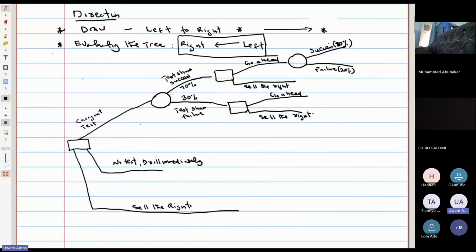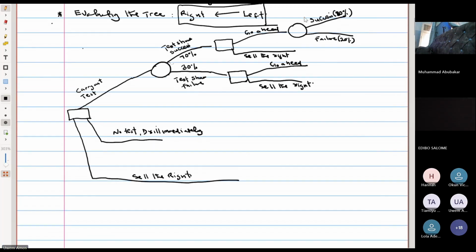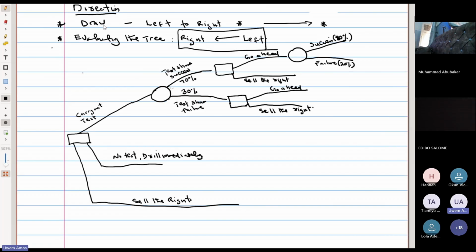I'll do that one more time, just in case you missed it. We did not carry out the drilling on these two lines. So this one, the test shows failure, so we're not going this line. Here the test shows success, but we're not carrying out the drilling, we're selling the right. So we're only going ahead with the drilling at this point. So it is only at this line where we are going ahead and the test shows success. So if that is the case, the probability of success is 80% and failure 20%. Any question on that?